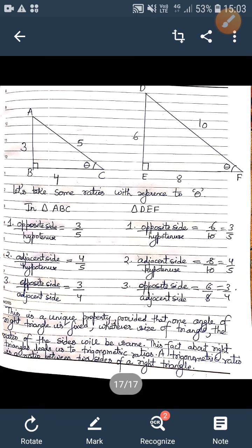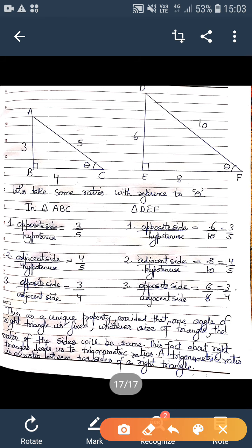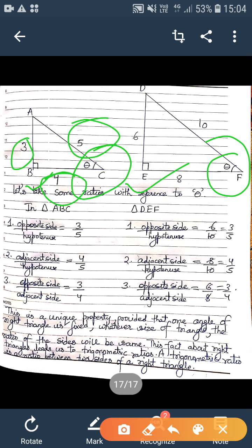unknowns also. Now let us take two similar right triangles, ABC and DEF. As we can see, angle B is 90, angle E is 90, angle C is theta, and angle F is theta. Now let us take some ratios with reference to theta. AB is 3 units, BC is 4 units, AC is 5 units in this triangle, and DE is 6 units, EF is 8 units, and DF is 10 units in this triangle.